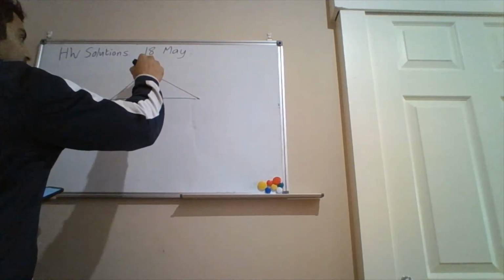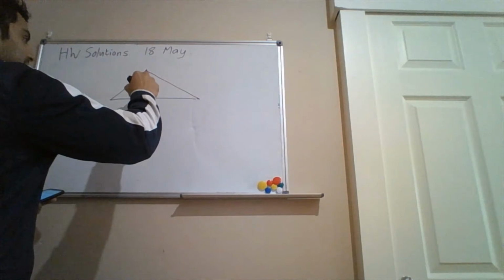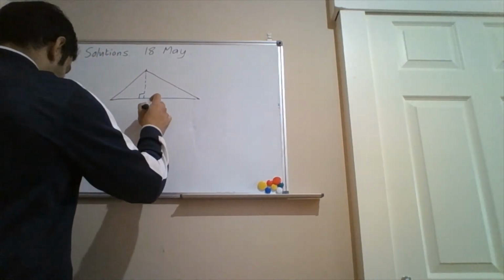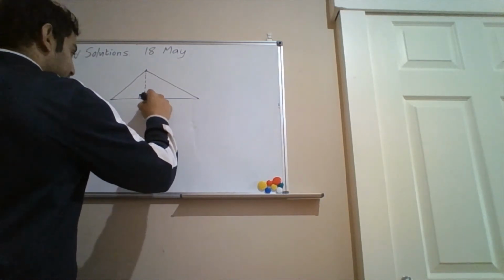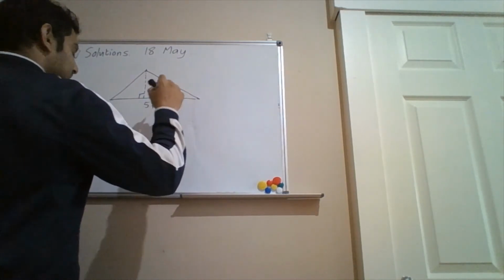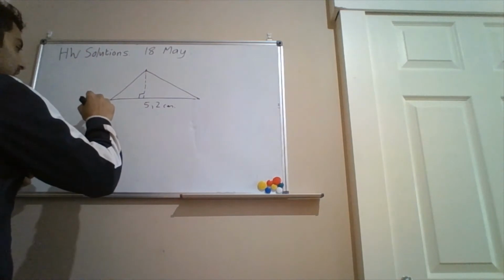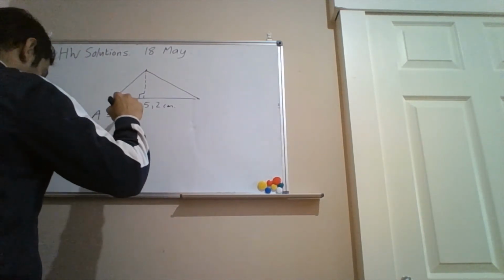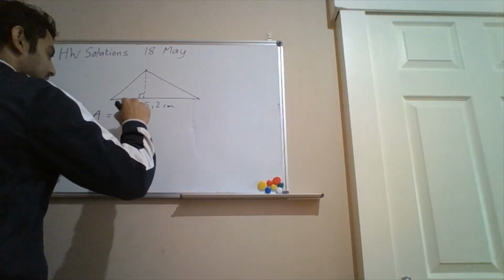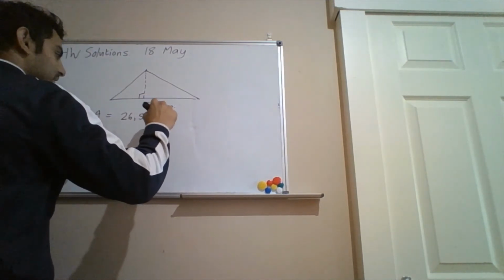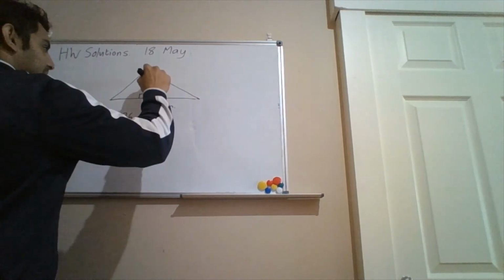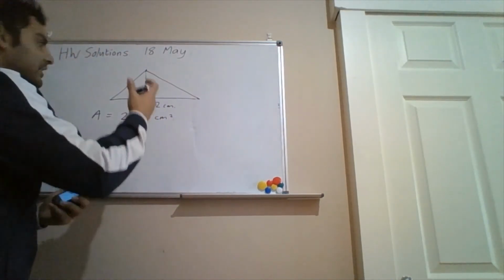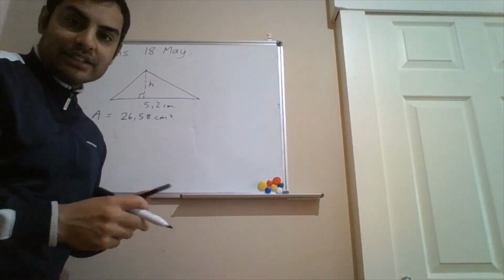So, triangle. Don't forget the height is at 90 degrees to the base. We've got the base as 5,2 centimeters, and the only other piece of information we have is the area equals 26,58 centimeters squared. And they want us to find the value of the height. So the value of the height is unknown. I'm just going to call it letter H.